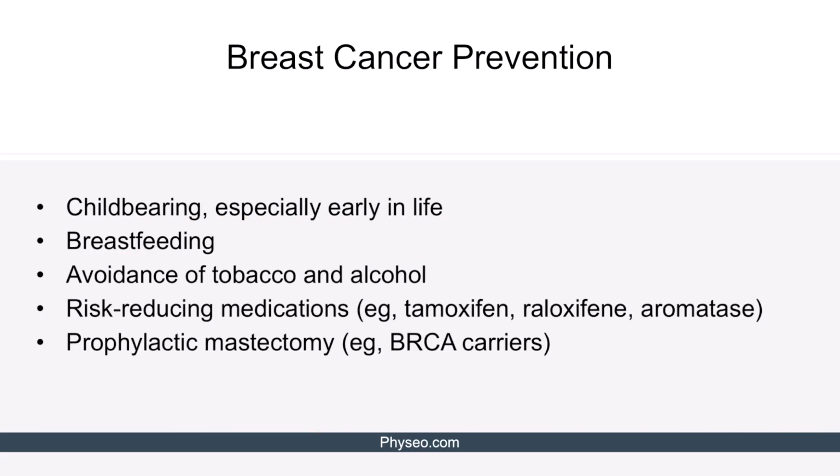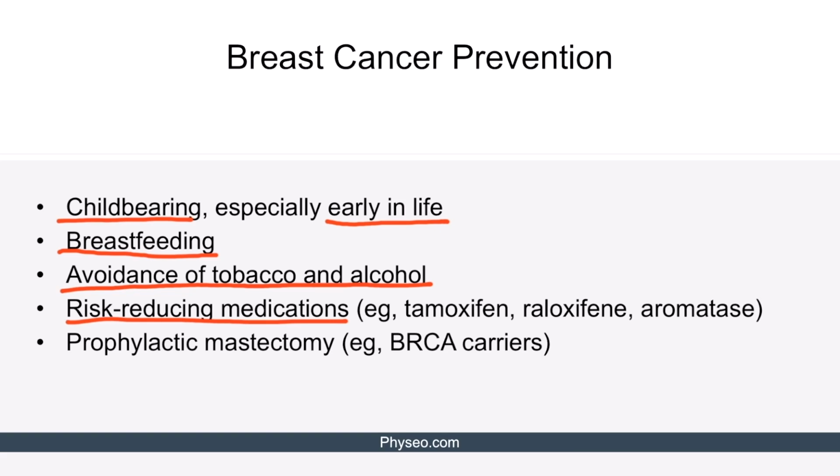Now, several factors have been associated with decreased incidence of breast cancer in the general population. Childbearing, especially in early life, and breastfeeding have both been associated with a lower risk of breast cancer development later in life. Avoidance of tobacco and alcohol, which are both notorious carcinogens, can also reduce one's risk of developing breast cancer. And risk-reducing medications, such as tamoxifen, raloxifene, and aromatase inhibitors, can reduce the risk of breast cancer development by reducing the exposure of breast tissue to estrogen. And those medications are typically used in high-risk patients who are unlikely to experience significant side effects from those medications.